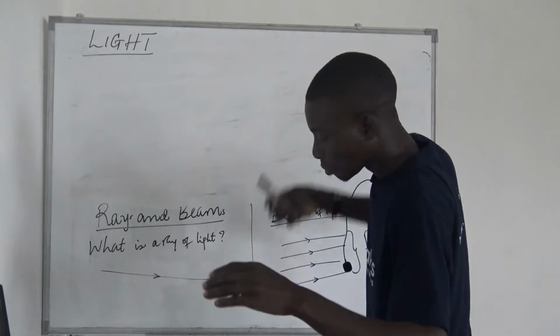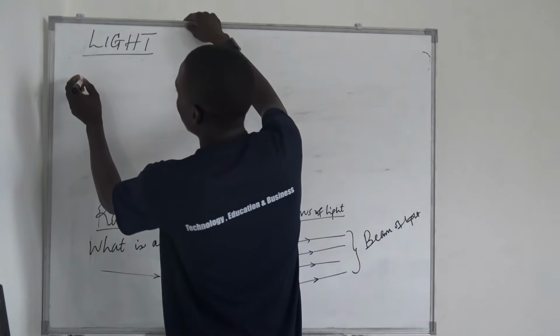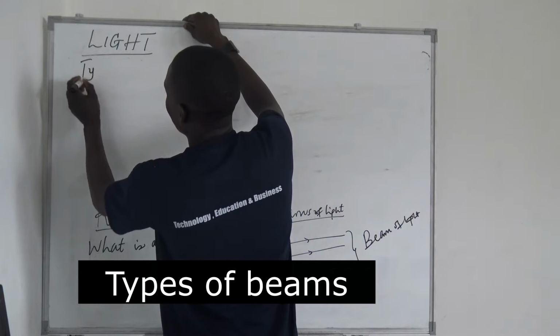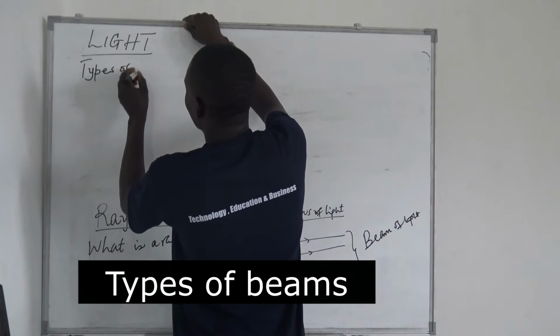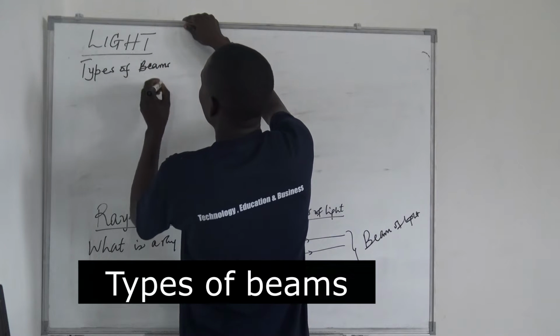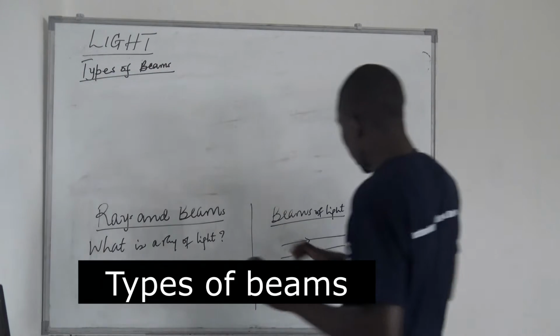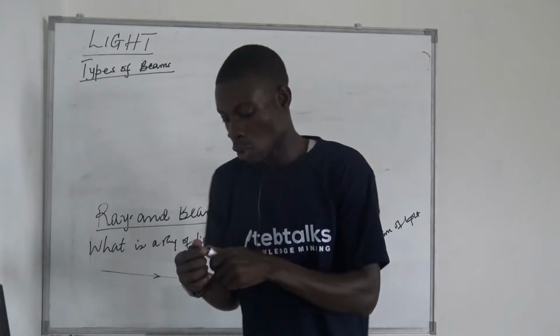Types of what? Types of beams. Types of beams of light. That is the collection of light. How many types are we having as far as light is concerned?